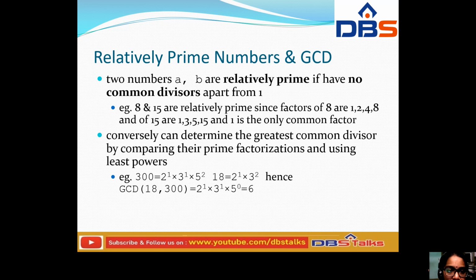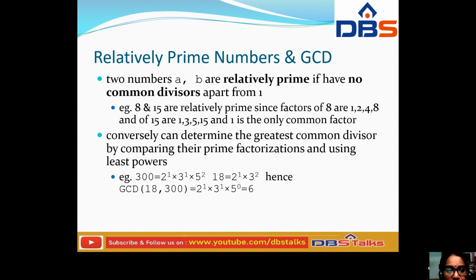Now consider relatively prime numbers and greatest common divisor. Two numbers a, b are relatively prime if they have no common divisors. When the two numbers do not have a common divisor apart from one, we can say they are relatively prime. Any number is always divisible by one, but apart from one, if the two numbers have no other common divisors, we say they are relatively prime numbers.